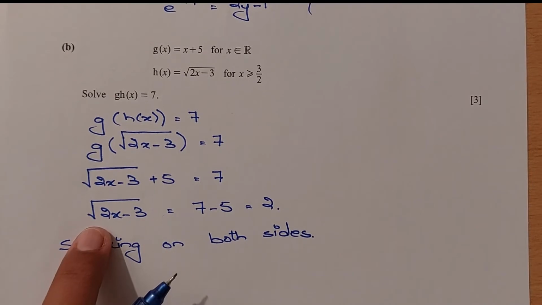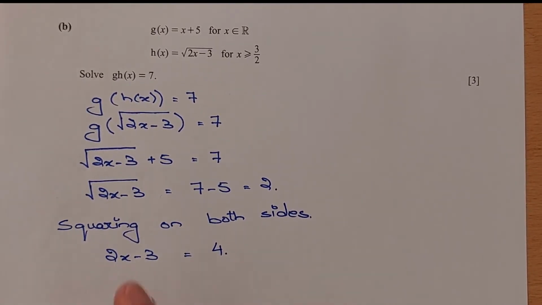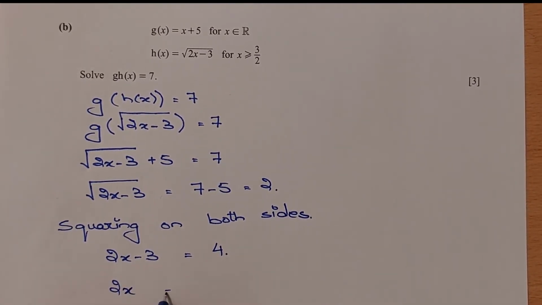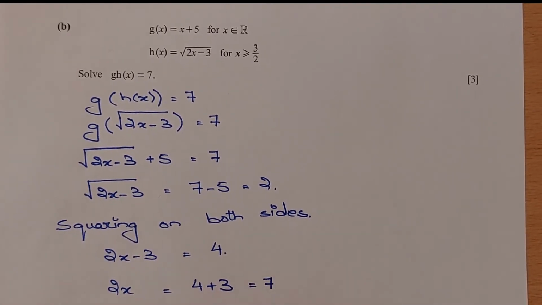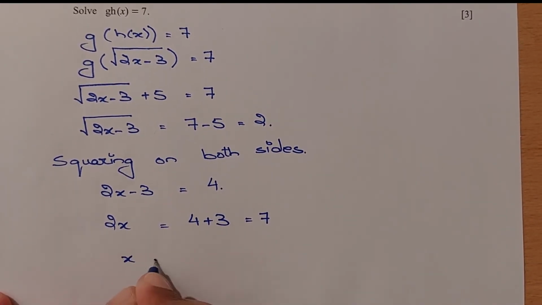Okay, so square root and scaling is, we have 2x minus 3 and 2 squared is 4. Right, and solving for x, we have 2x is equal to 4 plus 3, that is equal to 7, and the value of x, dividing by 2, is 7 by 2.